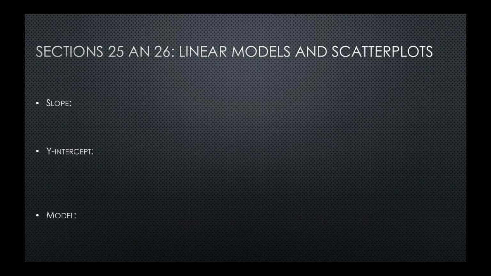Okay, so here in section 25, we get into linear models. And when we talk about linear models, we talk about slope and y-intercept. Those are the two big pieces of a linear model. When we talk about slope, we're talking about the constant change. Something that happens over and over again, the same amount all the time, would be considered our slope. We can find the slope through two ordered pairs by taking y2 minus y1 and dividing by the difference of the x's, or x2 minus x1.